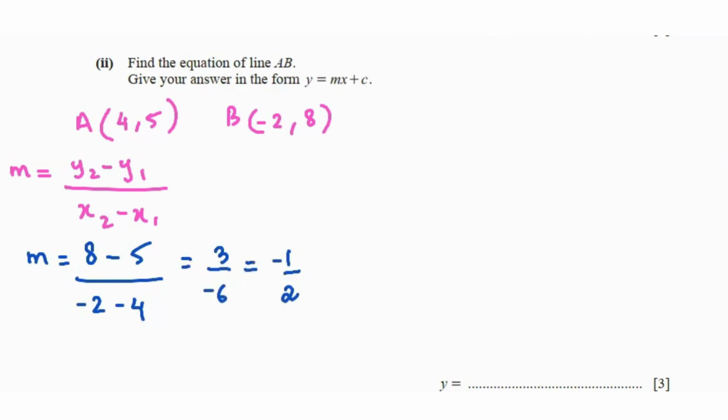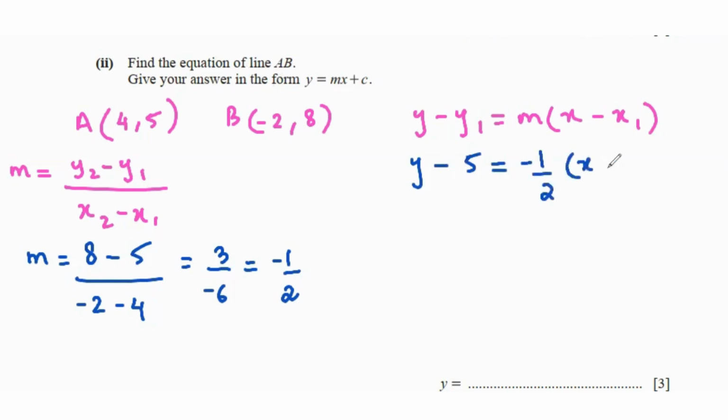over 2. We have the gradient and we can pick any of these points and use this formula y minus y1 equals to m times x minus x1. So we're going to substitute the points and the gradient in this equation. I'm going to pick point A. So y minus 5 equals to negative 1 over 2 times x minus 4. You can also use point B. There's no restriction.